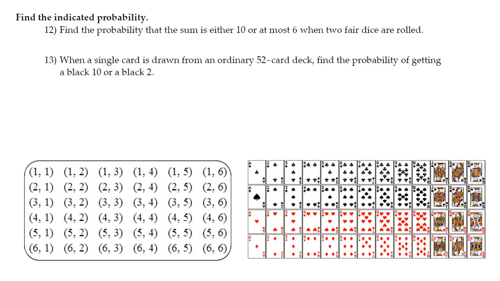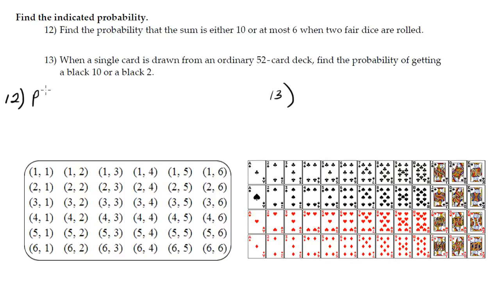Okay, 12 and 13 are relatively similar, so I'll do 12 and 13 together. Here's 12. When I roll 2 fair dice, there's my sample space. Here's 13. When I select a card from a 52 card deck, here's my sample space so you can see it. Okay, so number 12.